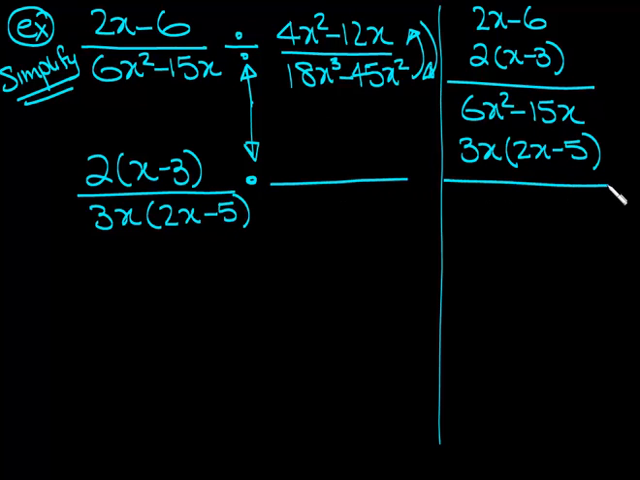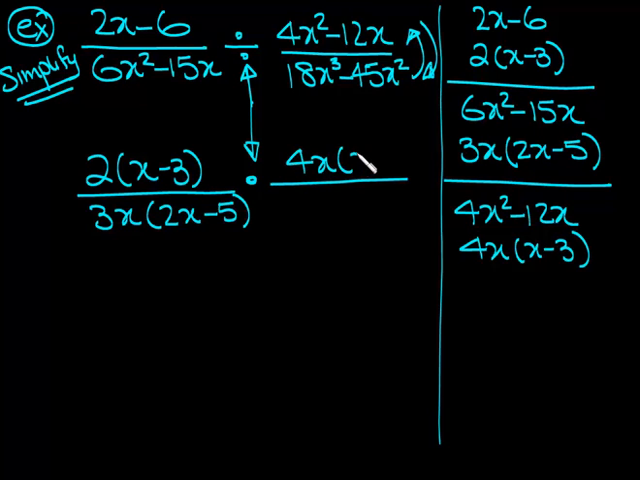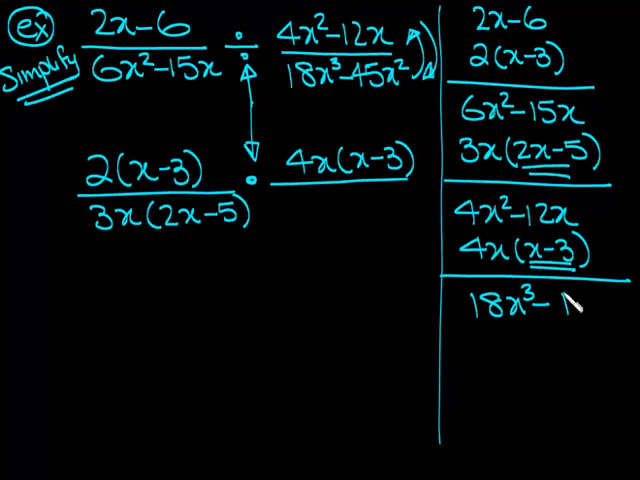Over here I have 4x squared minus 12x. So there's a 4x common. So I'm left with x minus 3. And these are easy to do because there's nothing else you can do once you take out the 4x. You can't break these down further. Okay. Then I have 18x cubed minus 45x squared. There's a 9x squared common, so I'm left with 2x minus 5.